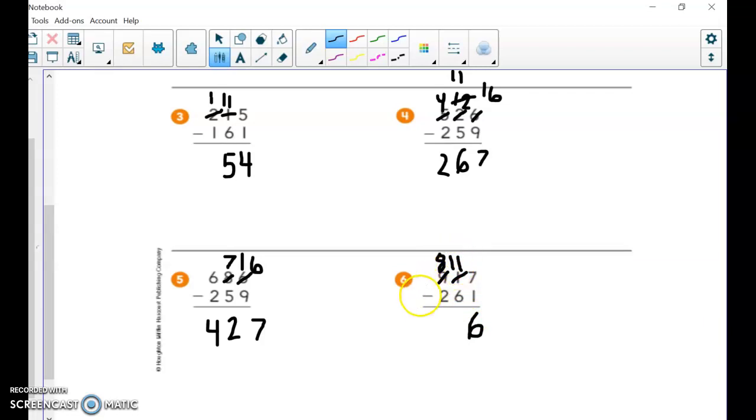We're going to go 11 minus 6, straight down, is 5. Then we have 8 minus 2 is 6. Final answer, 656. So far, so good, friends.